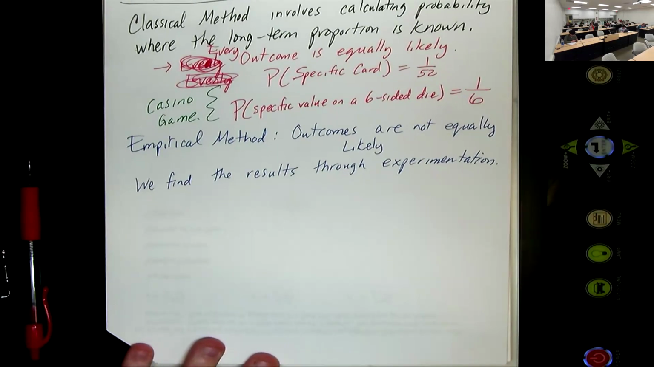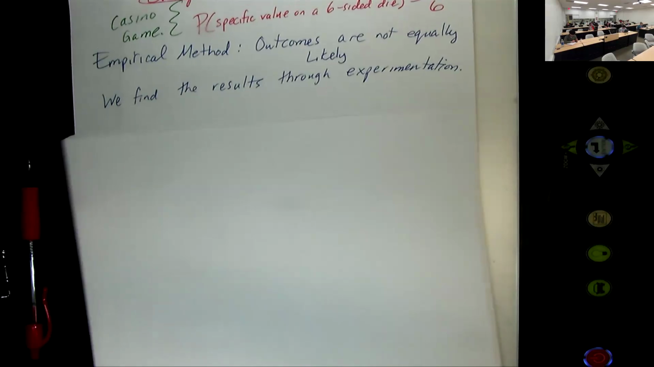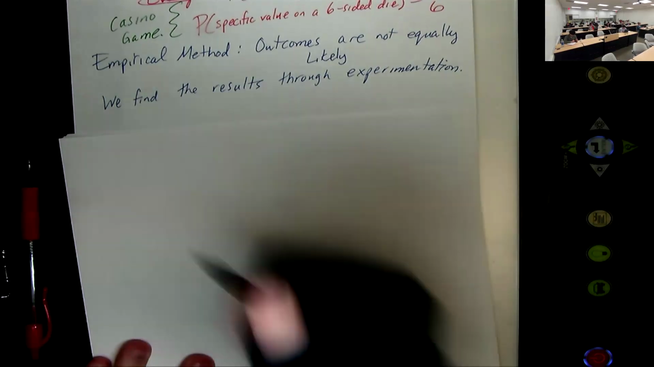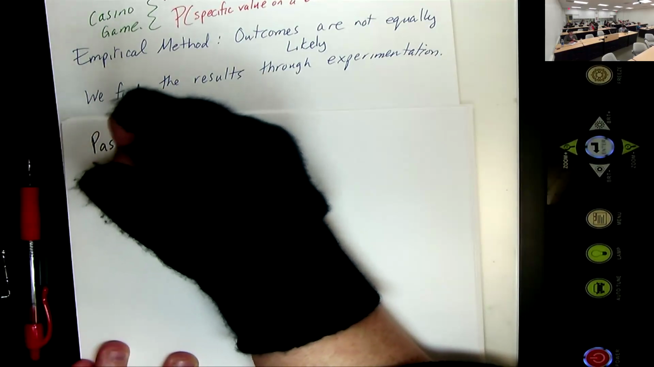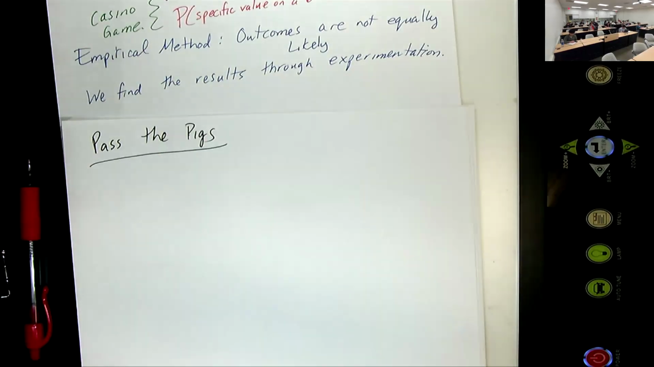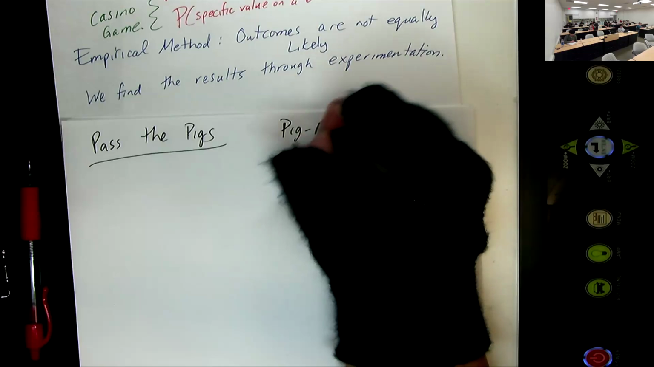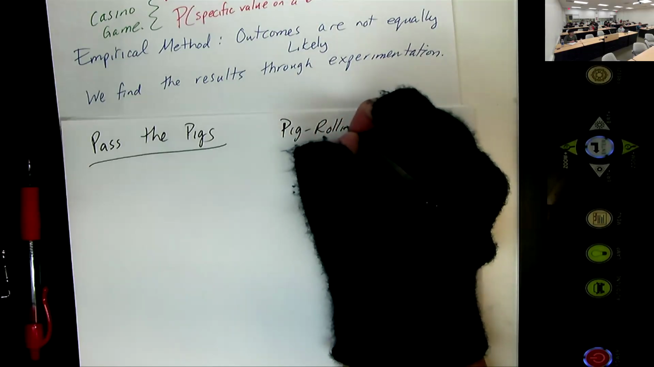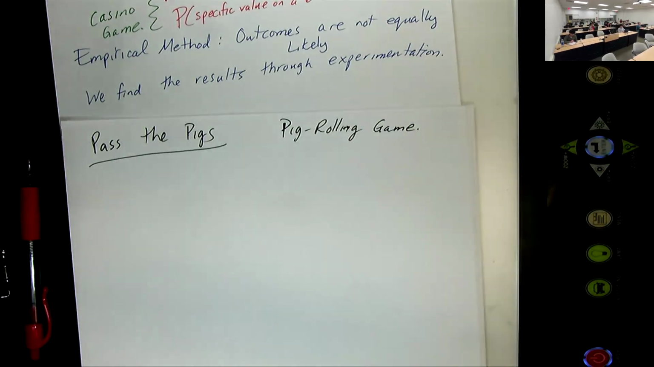Alright, so I'm gonna grab a new piece of paper because we're gonna talk about something called pass the pigs. I'm gonna show you pigs. I meant to bring them, they're in my office. So instead, I'm gonna show you a picture. Pass the pigs is a pig rolling game. And you're like, what? I don't think the people in my FFA group want me doing that, or the 4-H club, or whatever it's called.